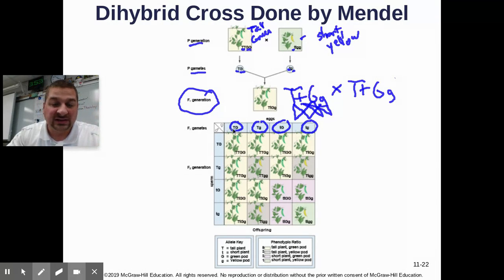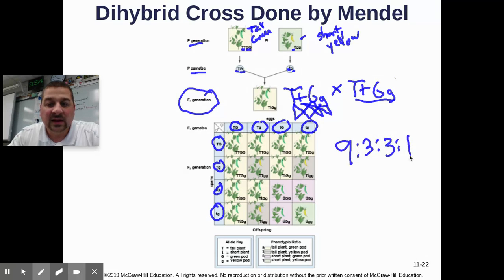And so along the top of our Punnett square, we have those 4. You're crossing it with the same thing. So here's our big T, big G, big T, little g, big G, and little t, little g. And so this is why we get that 9 to 3 to 3 to 1 combination. Because if you add them all up, a 4 by 4 square, there's 16 total possibilities.